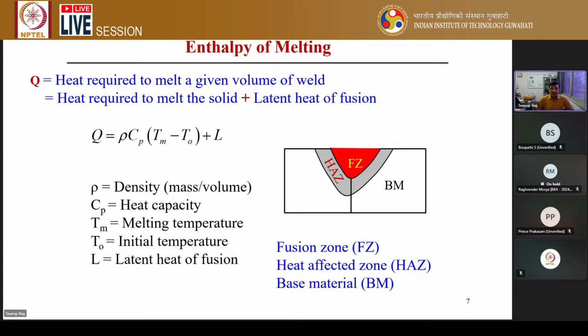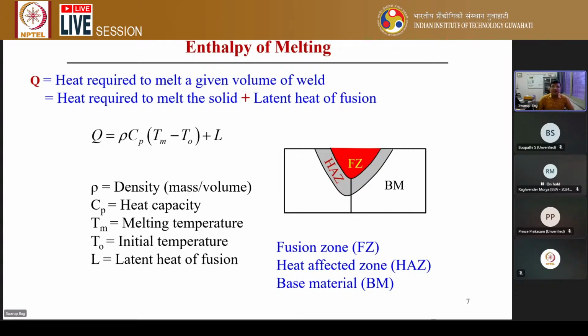Now, sometimes we want to understand the heat content, the enthalpy of melting, in the case of the fusion welding process. We can simply calculate this enthalpy of melting. It means the heat required to melt a given volume of the weld. When you supply an arc to the substrate, it will try to create the molten zone, and we assume the heat content of the molten zone will be like that.